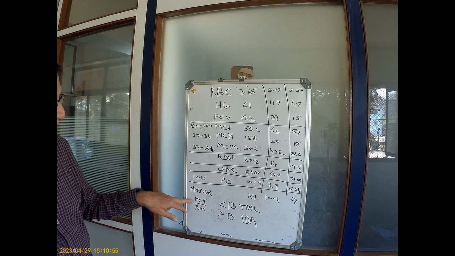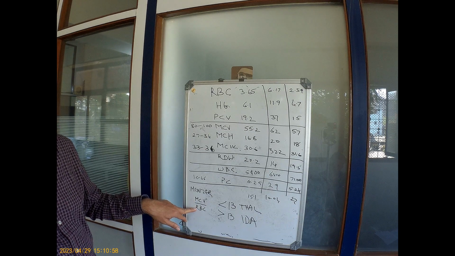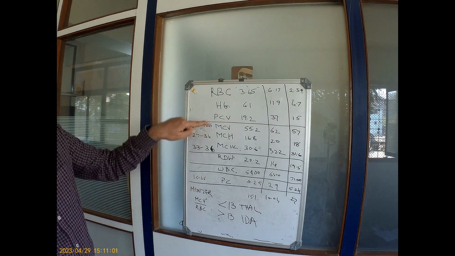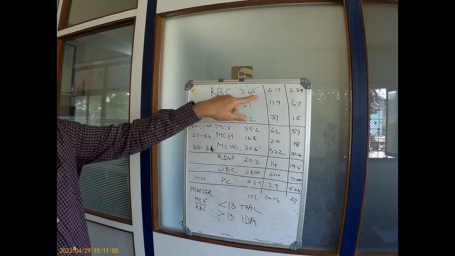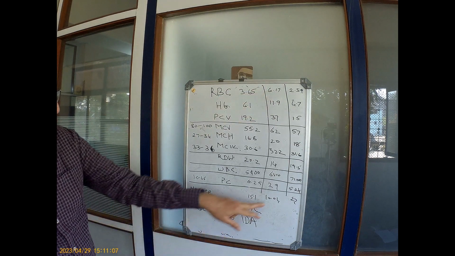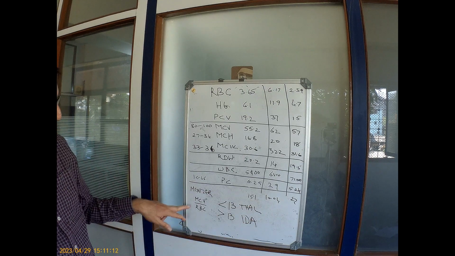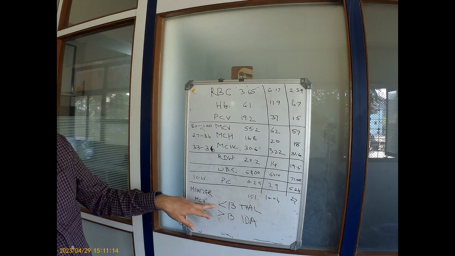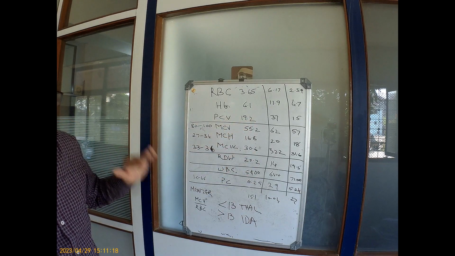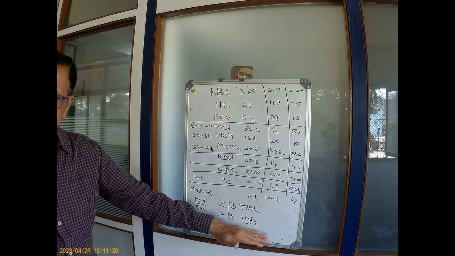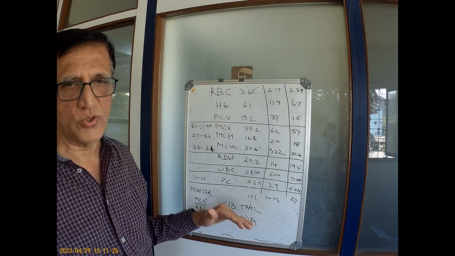Mentzer index. It just means you take the MCV and divide by the RBC. So here MCV is 62 divided by 6.17, and what do I get? I get the value of 10.04. Now, what I have written is any value less than 13 suggests a thalassemia. Anything more than 13 will suggest iron deficiency anemia. Mind you, I am using the words suggestive of.